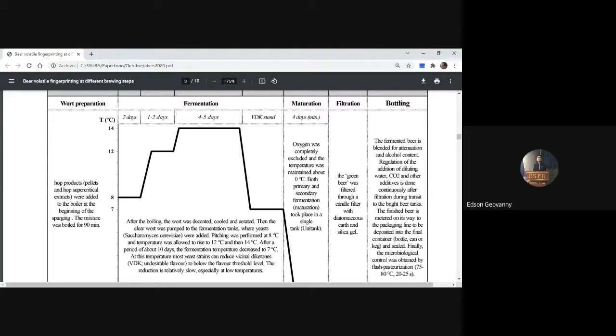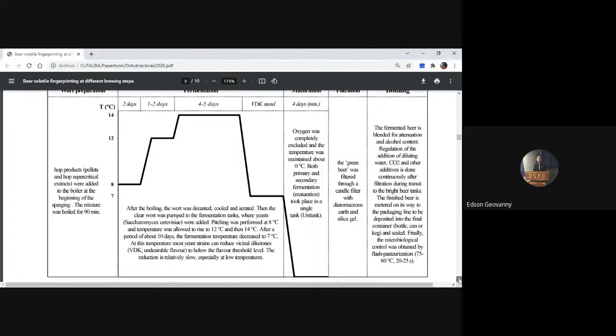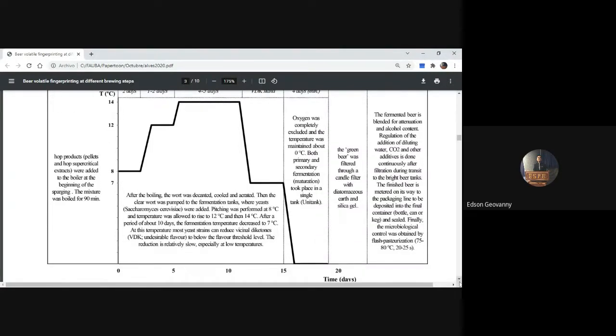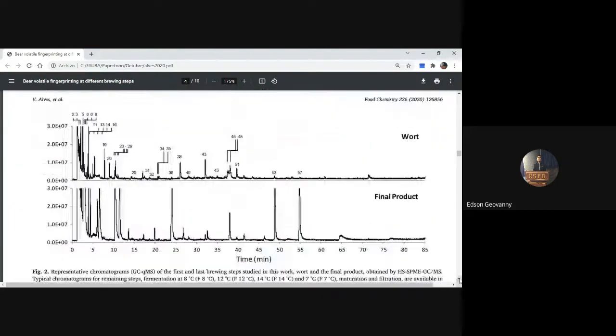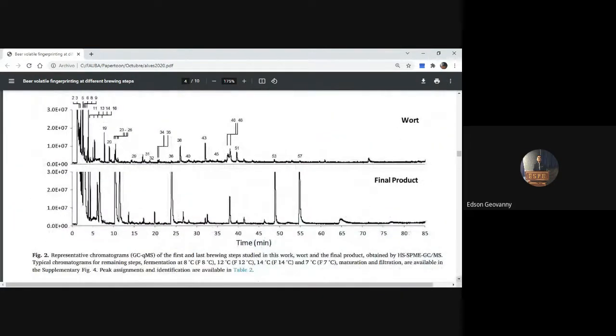Wort preparation: hop products were added to the wort at the beginning of boiling. In filtration, it was filtered through a tunnel filter with diatomaceous earth and silica gel, and finally bottling. In this part, the chromatographic profiles of the volatile metabolites of the different preparation steps are observed, with only the final product shown.